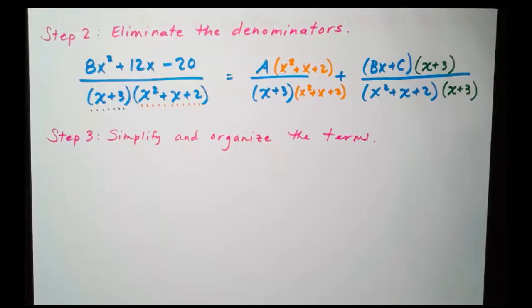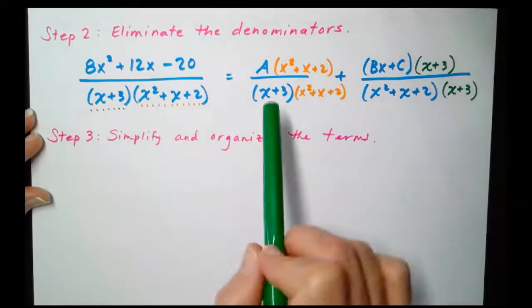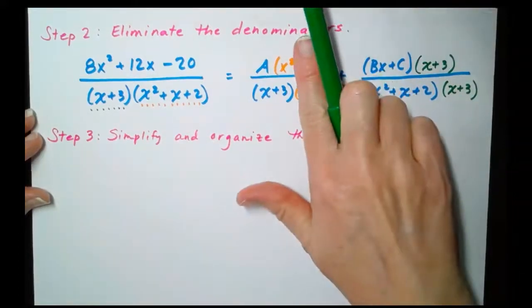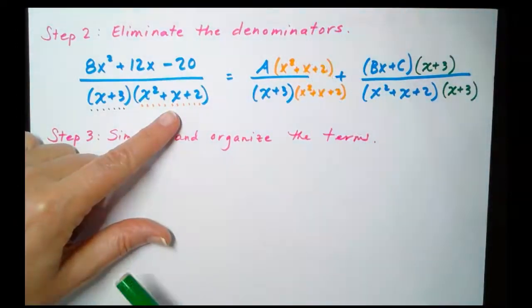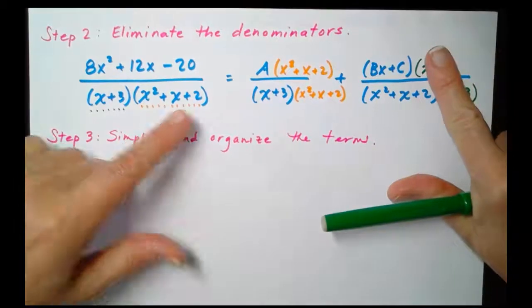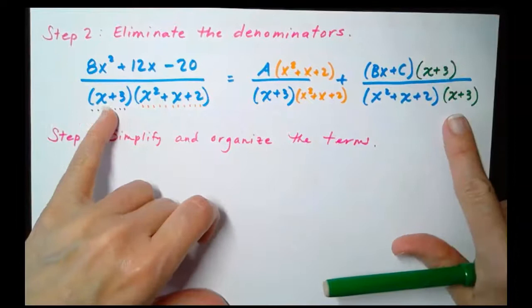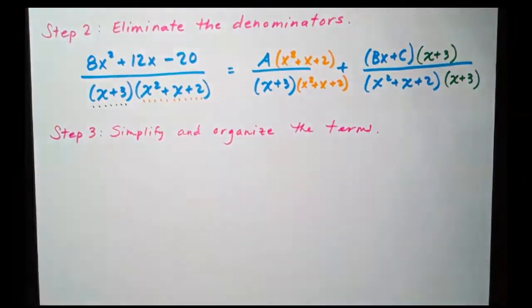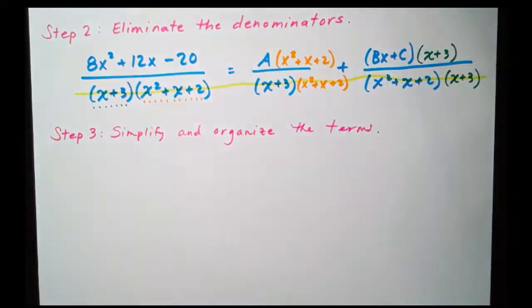So step 2, we want to eliminate the denominators just like we've been doing. And to do that, you still use the LCD. So the LCD is what we have, and we multiply both of these together. So obviously, if we have A over x plus 3, it's missing the quadratic factor, so we multiply top and bottom. Bx plus C over x squared plus x plus 2 is missing the linear factor, so we multiply top and bottom. So when we do that, that allows us to eliminate the denominators completely.